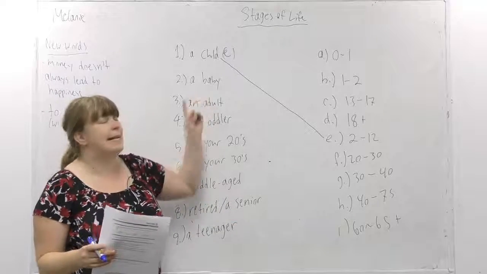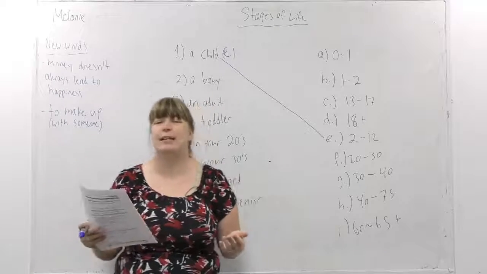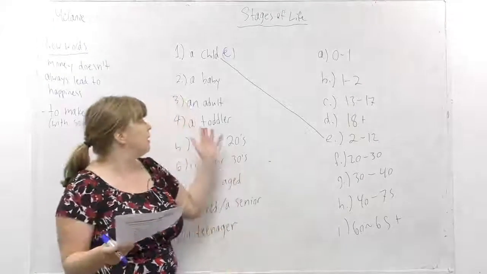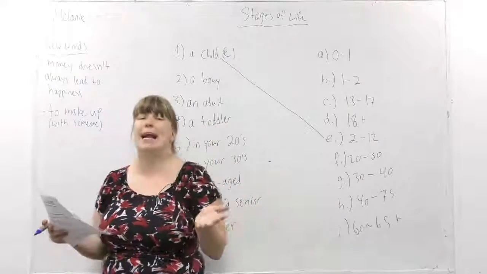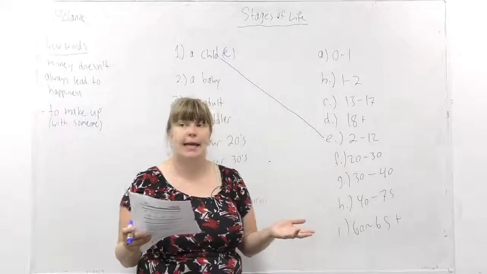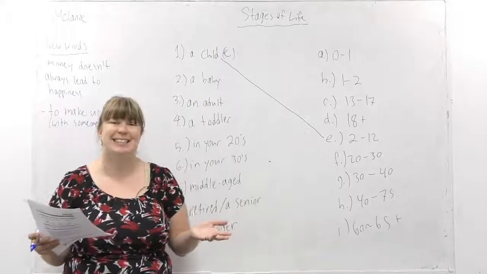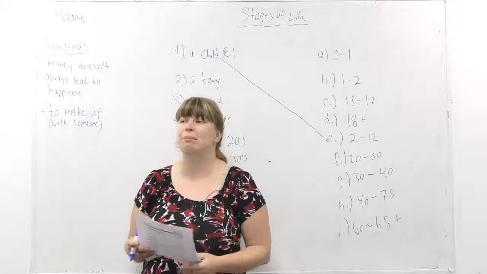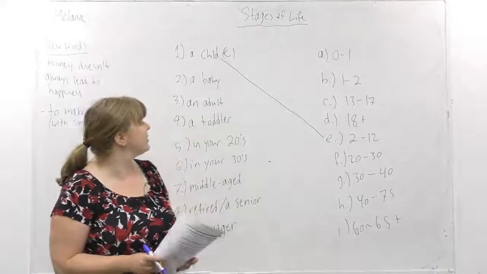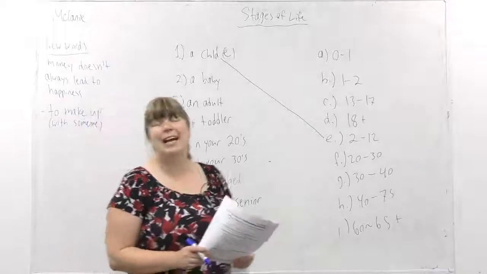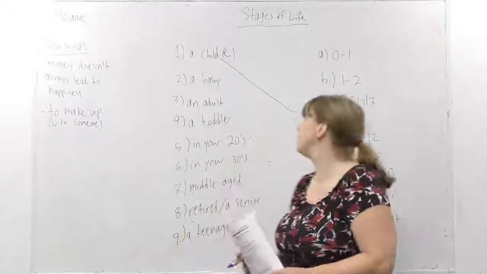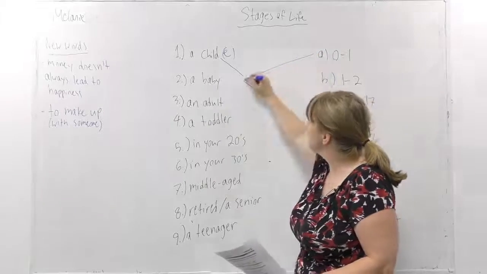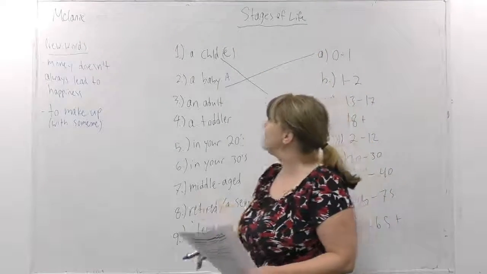And a baby, this should be pretty easy, I think. Baby, the youngest stage of the human life. How old is a baby? What age range is a baby? What do you guys think? Any guesses? Any thoughts? Don't be afraid to answer. All right. Okay. I see somebody has answered. Very good. 0 to 1 years old. Yes. 0 to 1. Letter A.